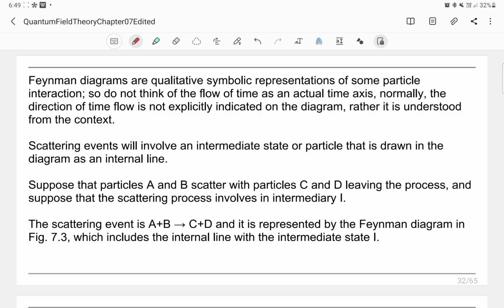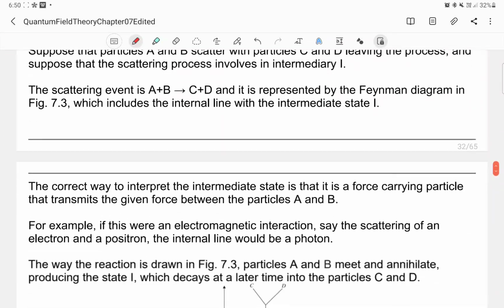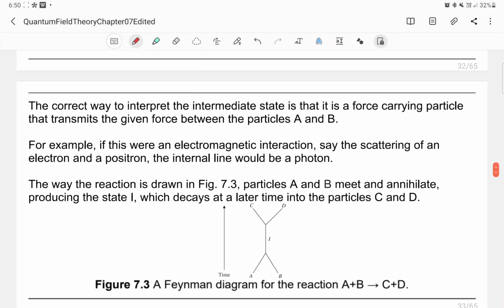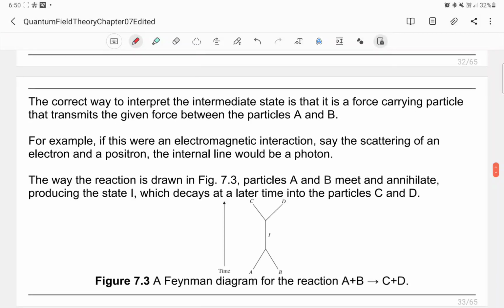Scattering events will involve an intermediate state or particle that is drawn in the diagram as an internal line. Suppose that A and B scatter with particles C and D leaving the process, and suppose that the scattering involves an intermediate particle I, then it can be represented by this Feynman diagram here.